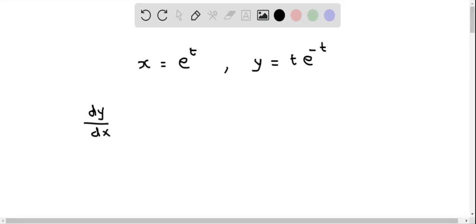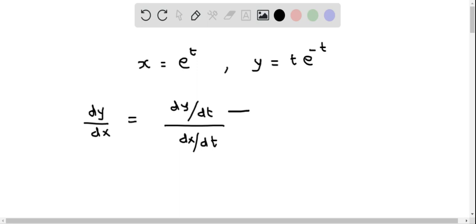Find dy by dx for these parametric equations. That is, x is given as e power t and y equals t e power negative t. So for parametric equations, we write dy by dx equals dy by dt divided by dx by dt. So this is the formula that we use to find dy by dx for parametric equations involving x and y.